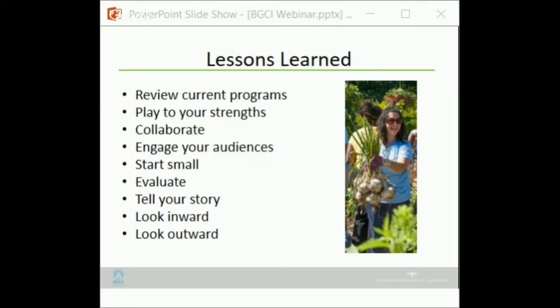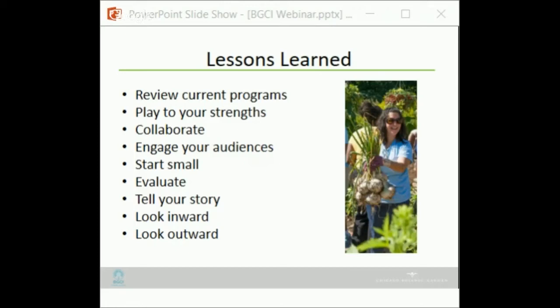Make sure that you can share what you're doing, that you document and you can share what you're doing. And that, again, is really key for fundraising as well as visibility and selling these programs to your larger donor base and your board of directors and your senior leadership.